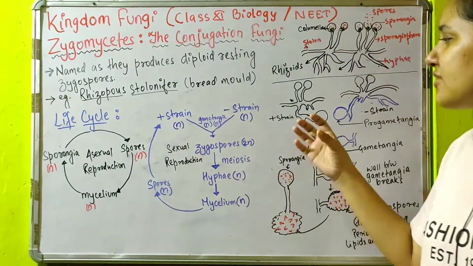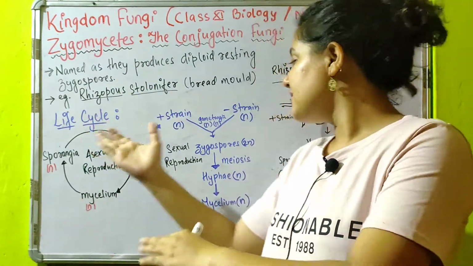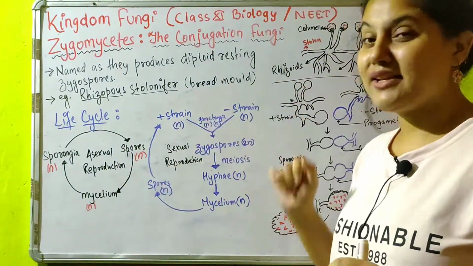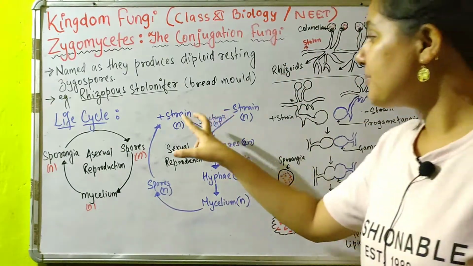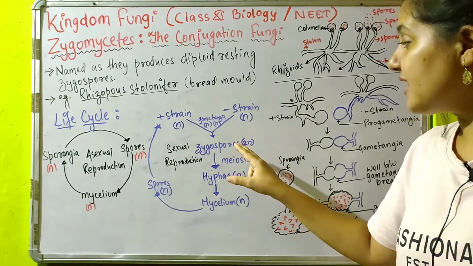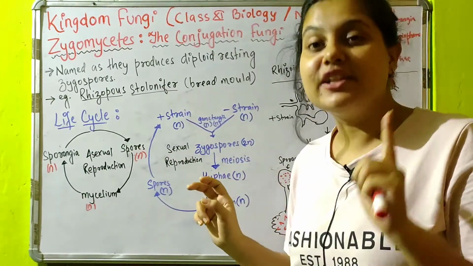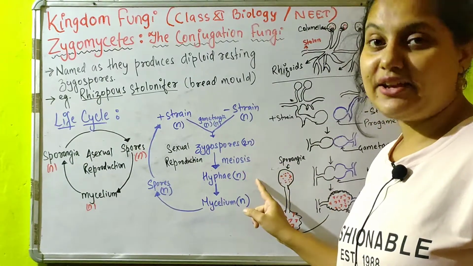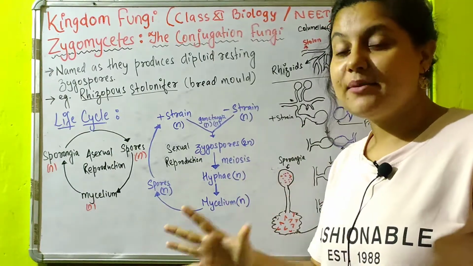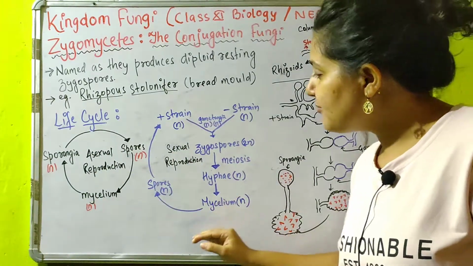Zygospore is like the hero of the story of Zygomycetes, because they are named Zygomycetes because of zygospores, and it is the only part that is diploid in this whole life cycle. It is very interesting: plus strand and minus strand, N, they both fuse to form zygospores, and these zygospores undergo meiosis. Meiosis means reductional division, right? From 2N it will again come to N, and the hyphae will be N. These hyphae will again produce mycelium. That means hyphae grow and become a bunch of mycelium, and these mycelium will again produce spores.